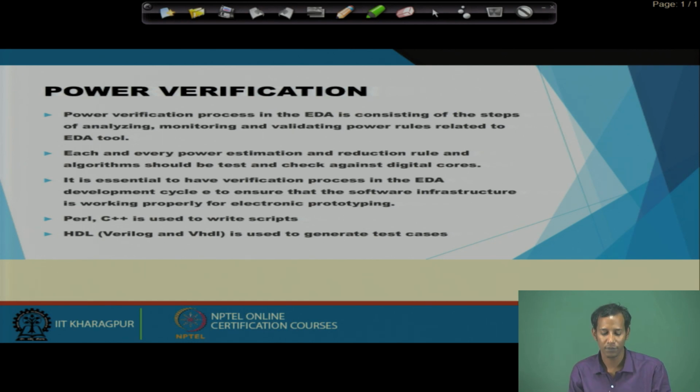Perl and C++ are the languages which we use to write the scripts, and then the hardware description languages, Verilog and VHDL, are used to generate the test vectors or test cases. To verify power, I need the test vectors. Why do I need the test vectors? By applying the test vectors I can get the corresponding switching activity of all the signals, all the nets which are present in my system.